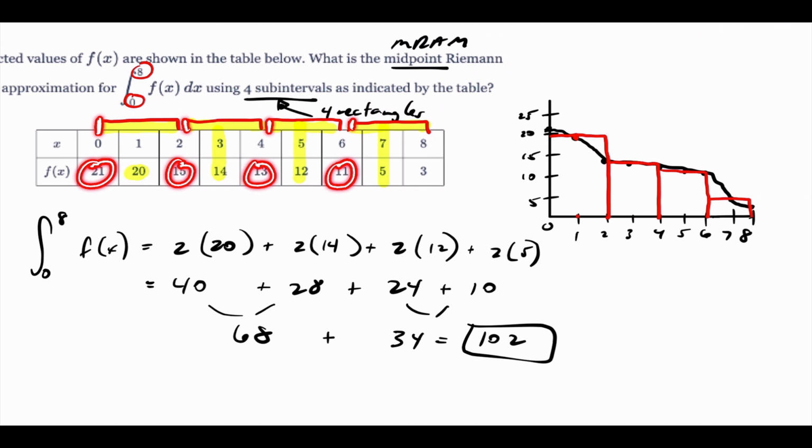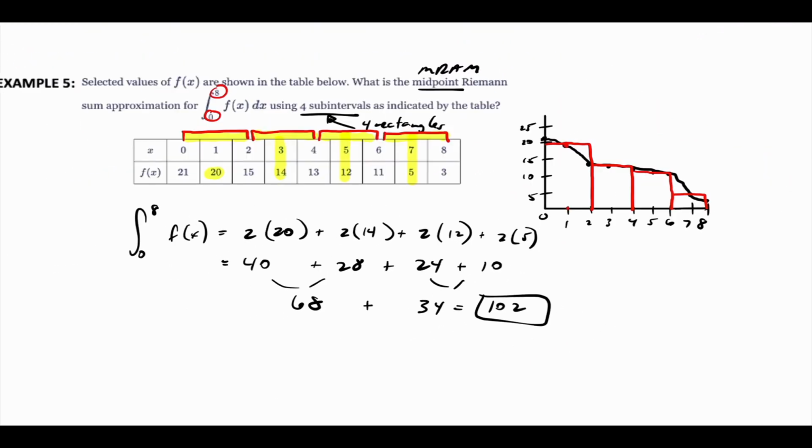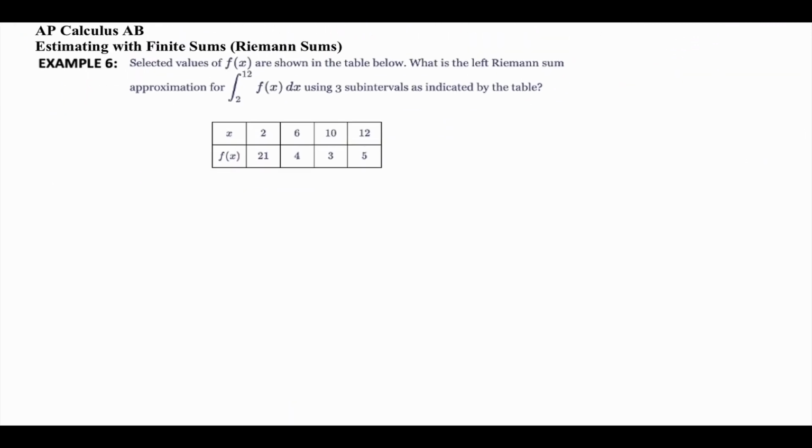RRAM, the first rectangle would be 15 high, the second rectangle would be 13 high, 11 high, 13, and 3 high. They'd all be the same width. Width wouldn't change, but the heights would change because it's a different type of approximation. Okay? All right, so let's go to number 6 now.